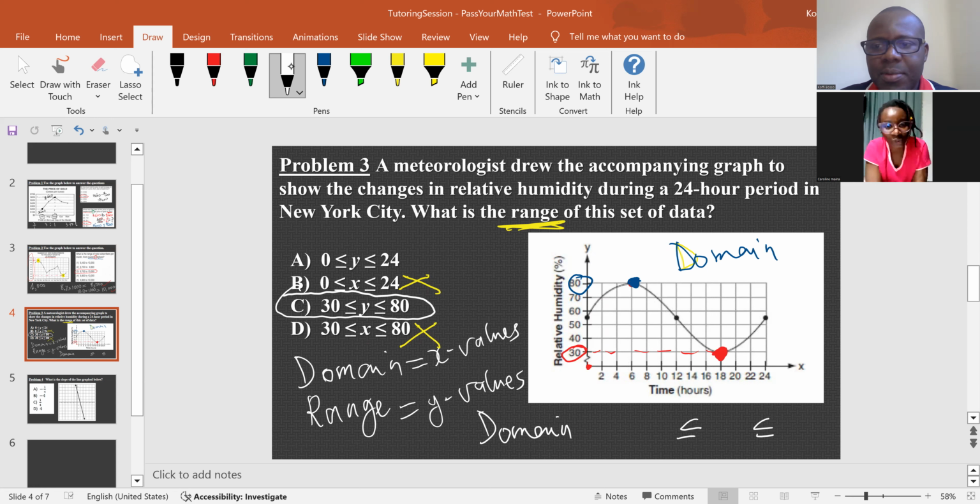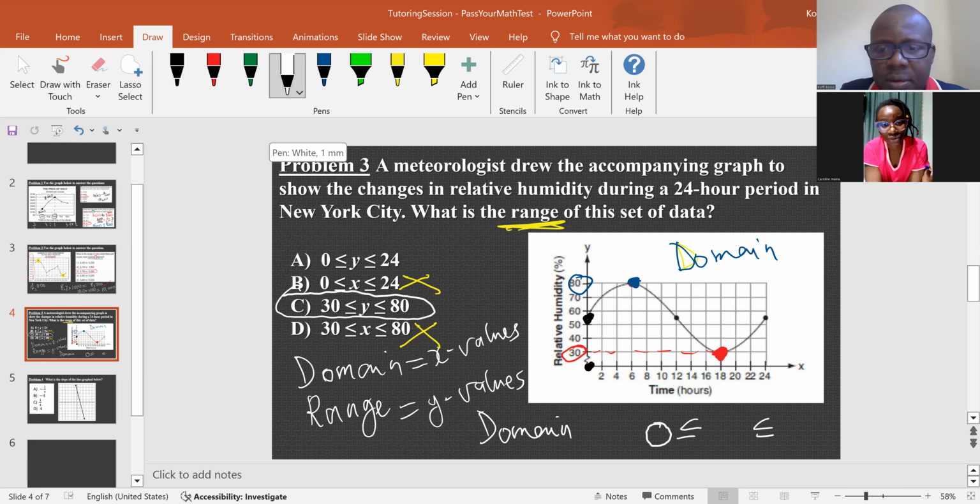The domain will be 0. Exactly, because the lowest value for x is 0, which is this point here. Let me use another color, black. This black point here is related to 0 for x, because we are looking for the x value for the domain. Okay, 0, and between the two symbols, less than or equal to, what are you going to put there?